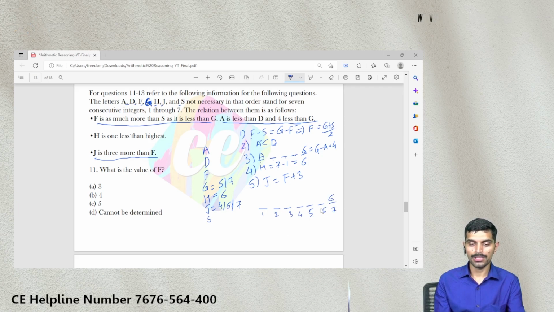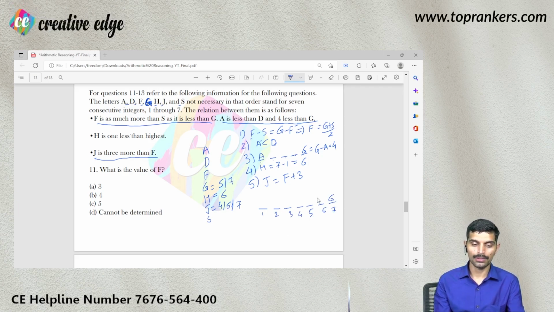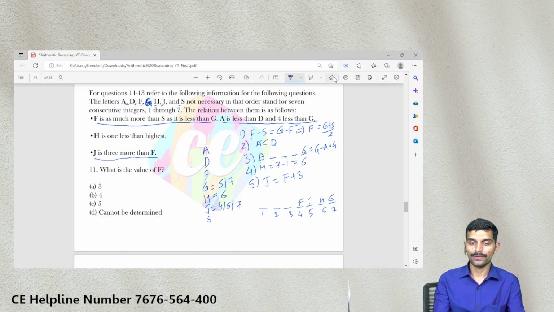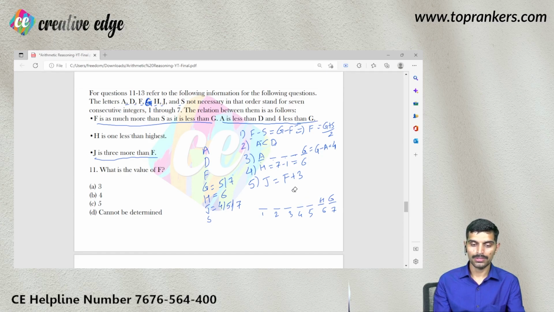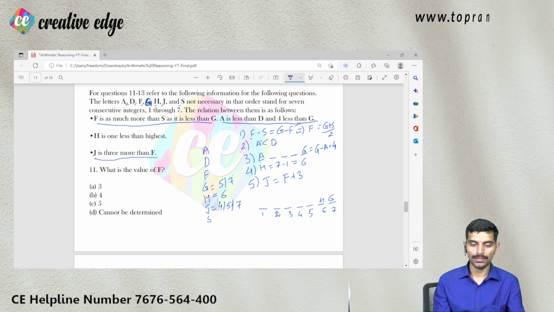So if I put G at 7, H at 6, F has to be on 4, that is 1, 2, 3. Then F plus 3, 1, 2, 3, not happening. So F cannot be on 4 if G is at 7, because J is 3 more than F, right? So for F, if F is at 2, then J is here, and G minus F cannot be equal to F minus S.